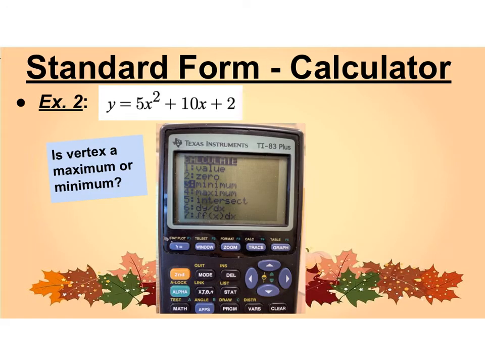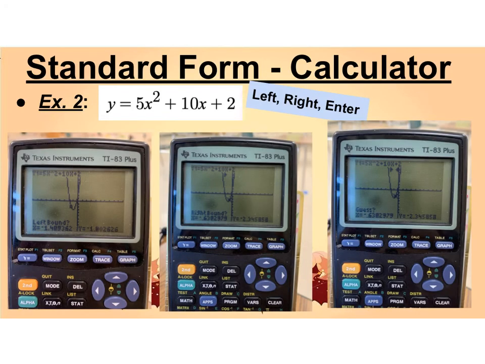So we already determined that this is going to be a minimum, so I want to go to second, trace. So the second button, and then the trace button, and then down to minimum in this case, or maximum if it was going to be a maximum. And then we need to do this left, right, enter. You might just think that you can click your way through it, but I really want you to think about what you're doing. We are trying to tell the computer that that's my vertex.